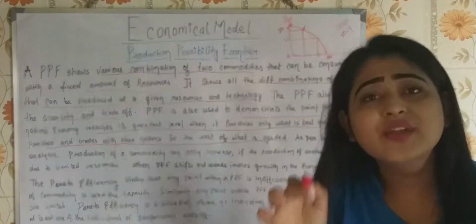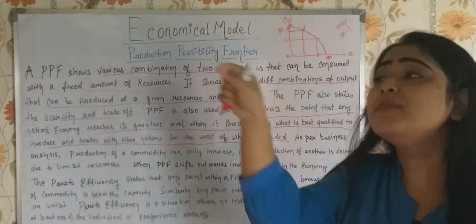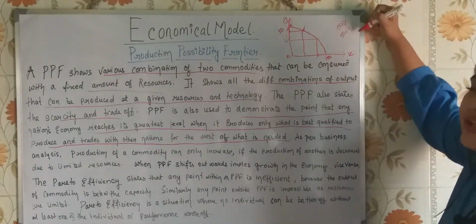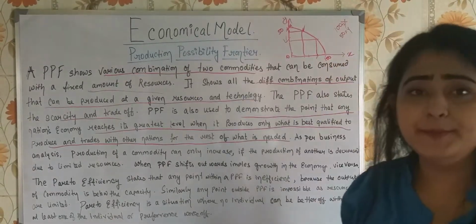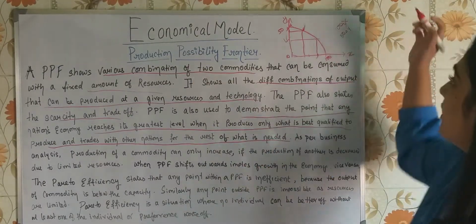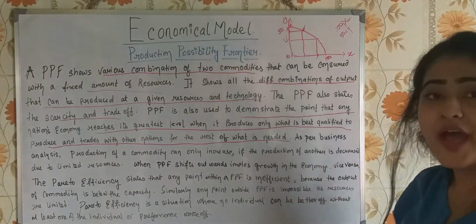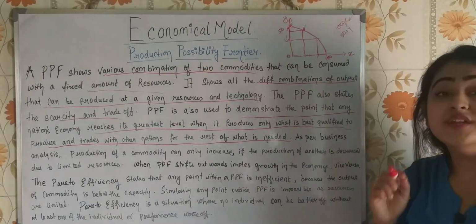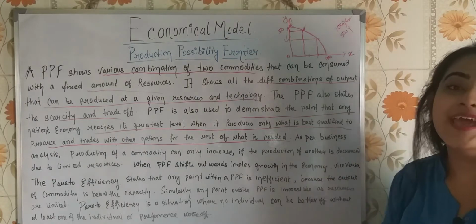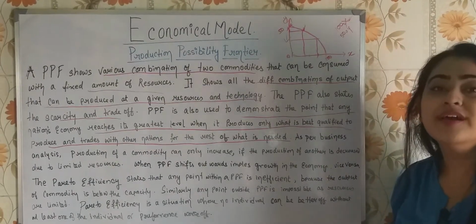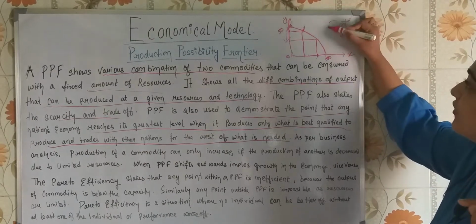Because with the given amount of resources, the maximum X that can be produced is 100 and that of Y can be produced is just 50. So, where is it having the comparative advantage? Comparative advantage of X they are having, isn't it? So, the country should definitely go for producing X, and for Y, what should the country do? It should do the trade. So, they will trade with another country.